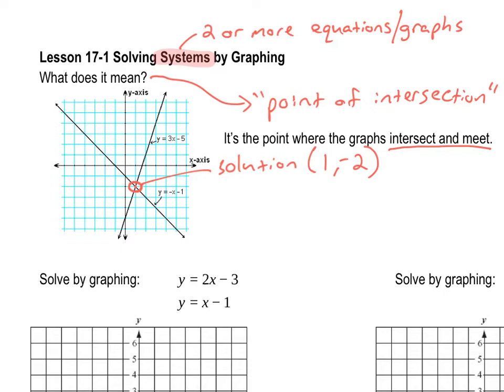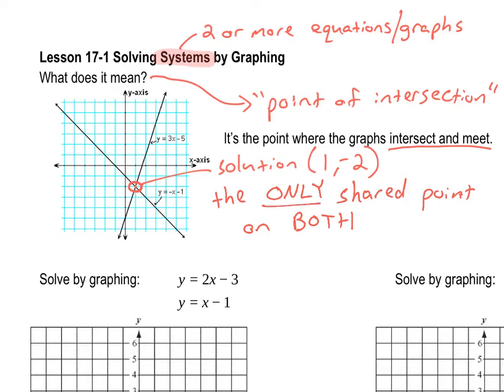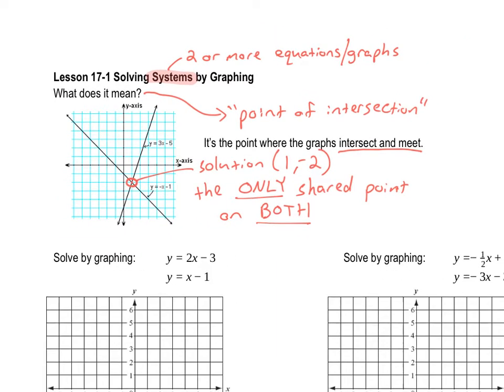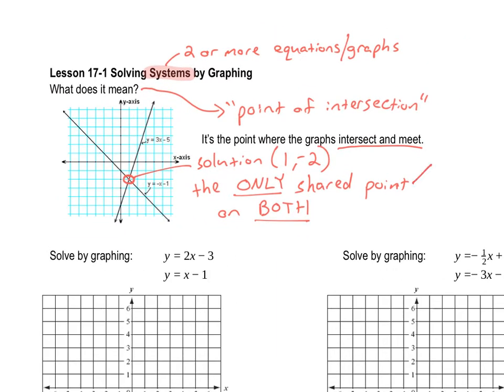Now notice, this is the only point that's on both lines. It's the only shared x and y value on both lines. Again, the only one on both. That means that shared point is the same x and the same y.